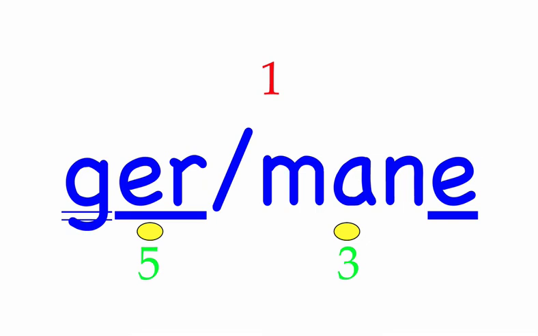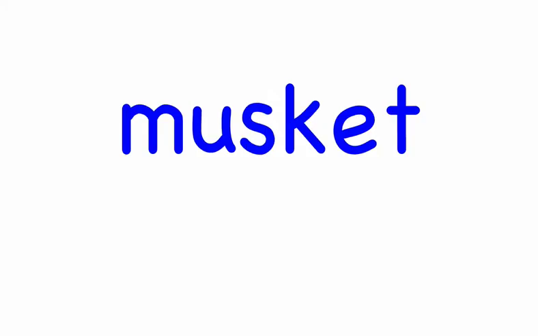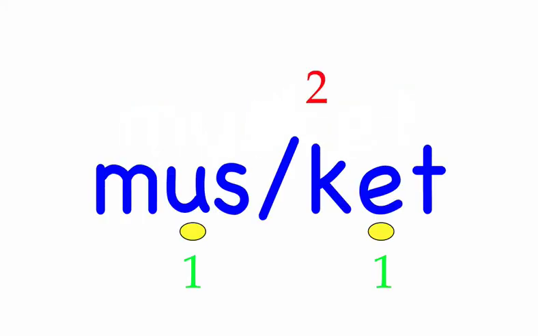Musket. The soldier carried a musket into battle. Musket. 2 syllables. First syllable, mus, 3 sounds. M, u, s. Ket, 3 sounds. K, e, t. Musket. Mark the word.